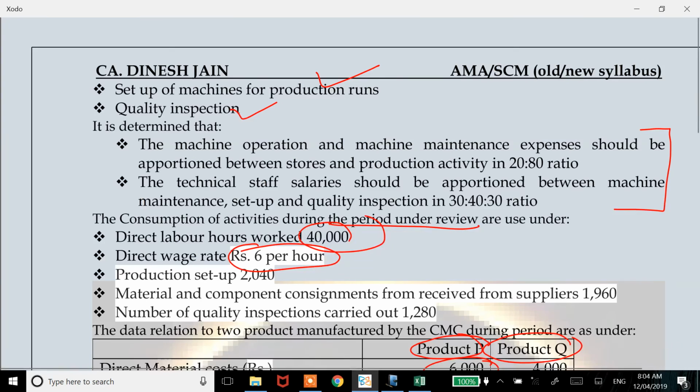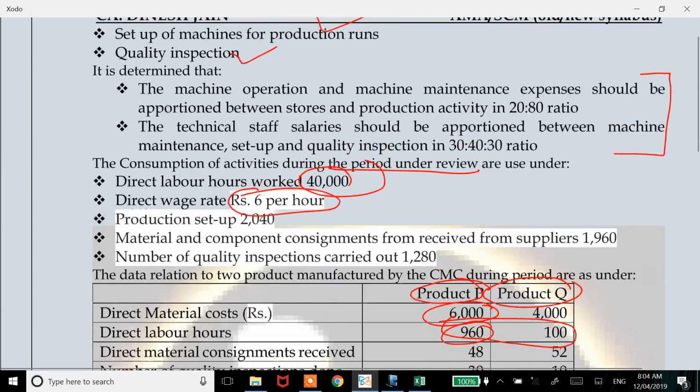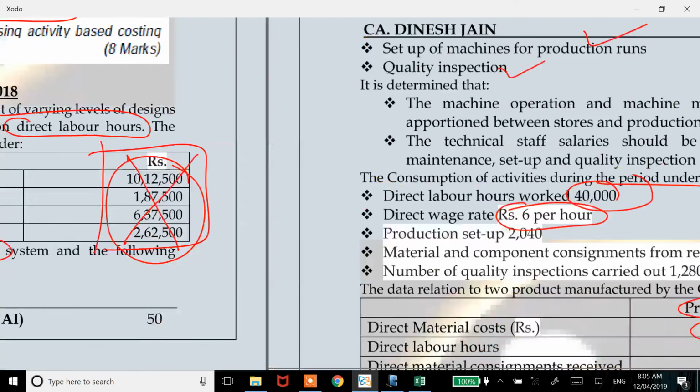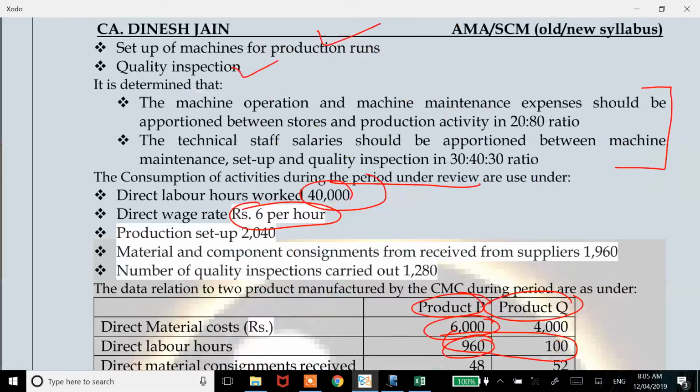So this is 187,500, again 20:80, 187,500 into 20% and 80%. Clear? Third cost, technical staff.